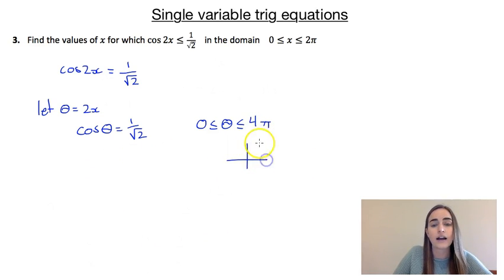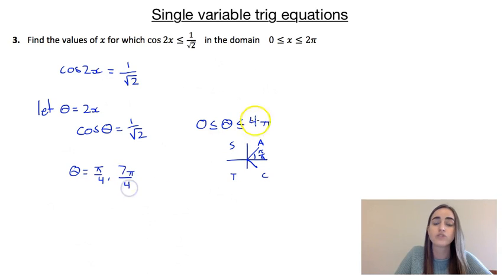If we draw our diagram, all stations to central, cos is positive here and here, and our related angle from our special triangles is going to be pi on 4. So that means our answers for theta are going to be pi on 4. And if we come all the way around, that would be 7 pi on 4, and we've got to do 2 revolutions. So this one's going to be 9 pi on 4, and 15 pi on 4.